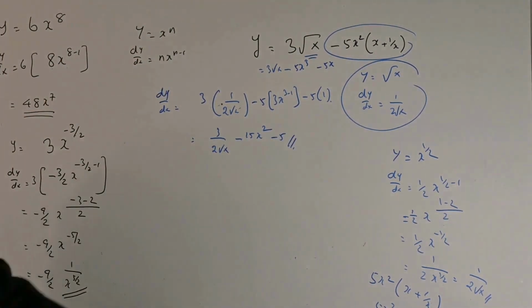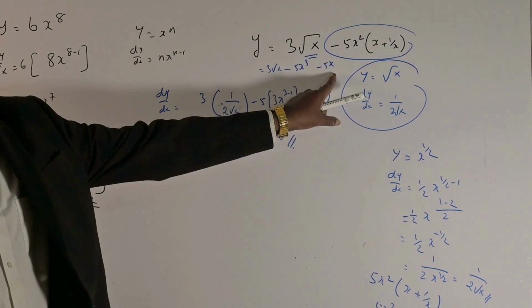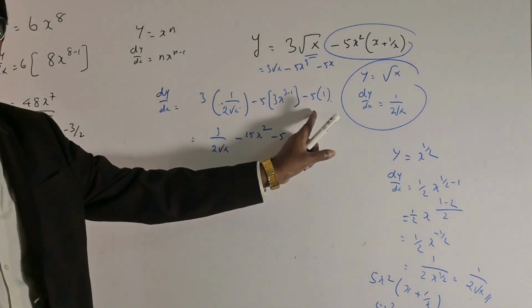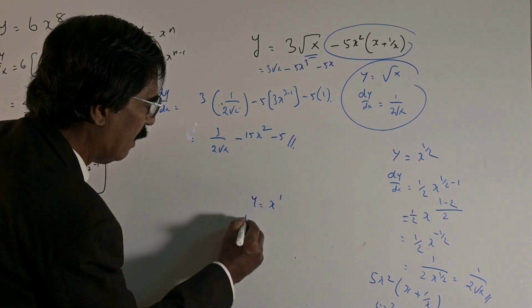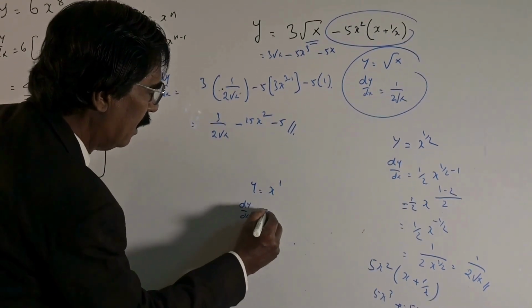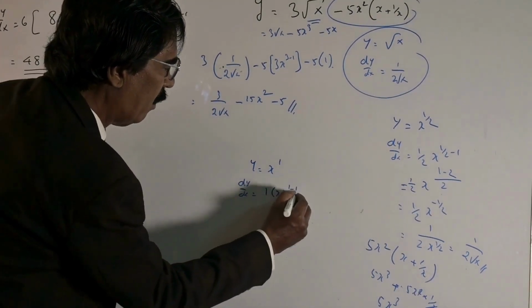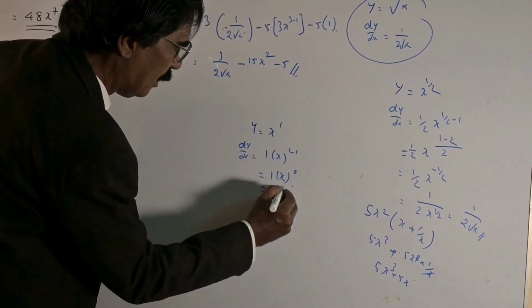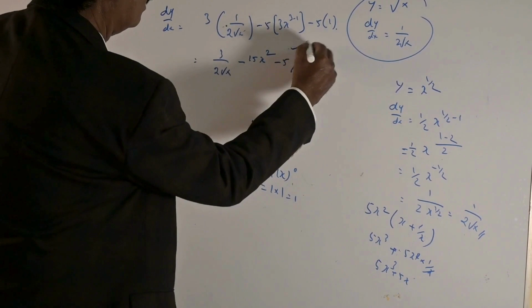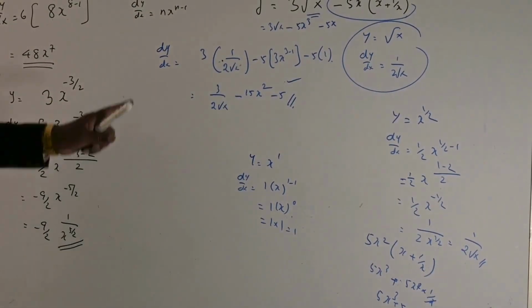You may ask me one question: how does x become 1 here? Now listen, when you differentiate x, it is power 1, is it not? You go for dy by dx, 1 into x power 1 minus 1, 1 into x power 0. What is this? x power 0 is 1. So that is why 1. Right? Like this, you can differentiate.